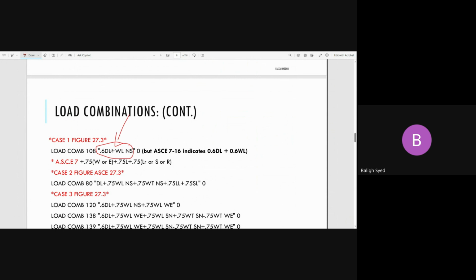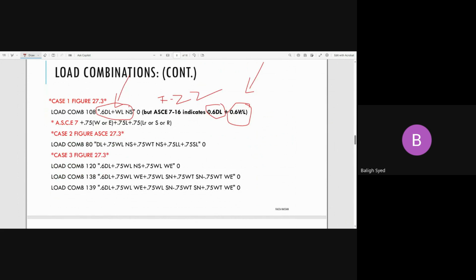At that time, this 0.6D plus wind load was at a service level, but now the wind is at the ultimate level. So AC 716 and also 722 indicate 0.6 dead load plus 0.6 wind. Why are they doing this? Because they are bringing it back to the service level. Makes sense now? Some of you asked me this question before. The wind pressures you are getting right now from AC 722 are not at service level, they are at the ultimate level. So you have to bring it down to the service level, 0.6D plus 0.6 wind.